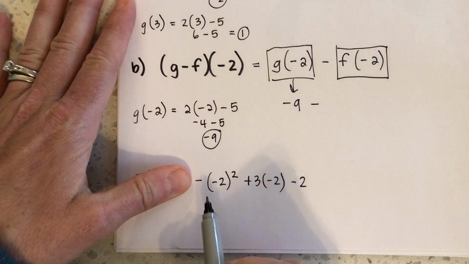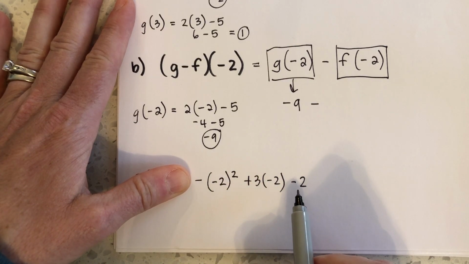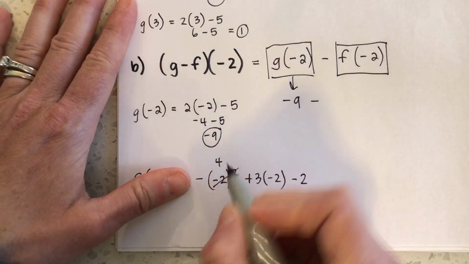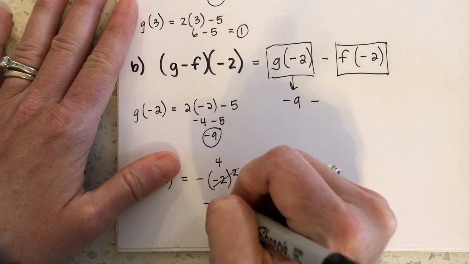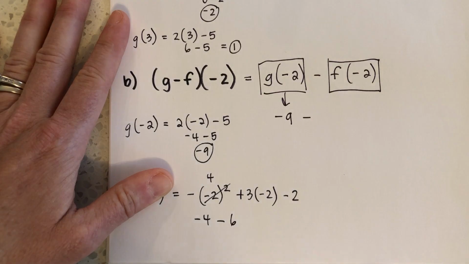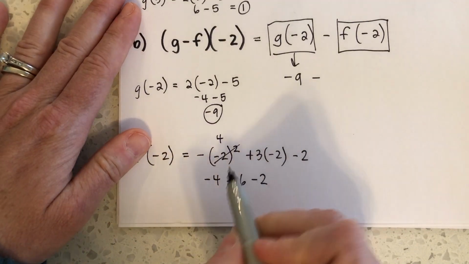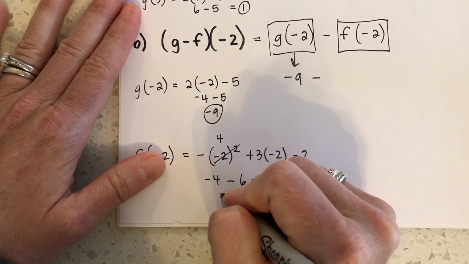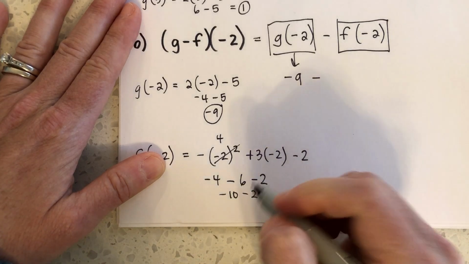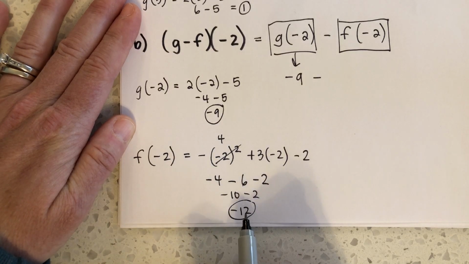Now again, if you want, just plug this right into your calculator exactly the way I wrote it and let it do all the work for you. Otherwise, negative 2 squared is 4. 4 times that negative sign makes it negative 4. A positive 3 times a negative 2 is negative 6, and then minus 2. Right in the order they appear, because we add and subtract from left to right, negative 4 minus 6 more is negative 10, and then bring down the minus 2. Negative 10 minus 2 is negative 12. So f of negative 2 is negative 12.